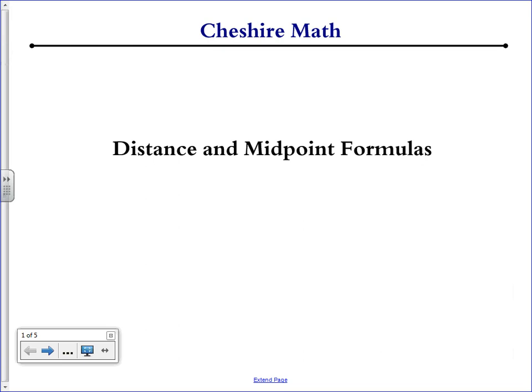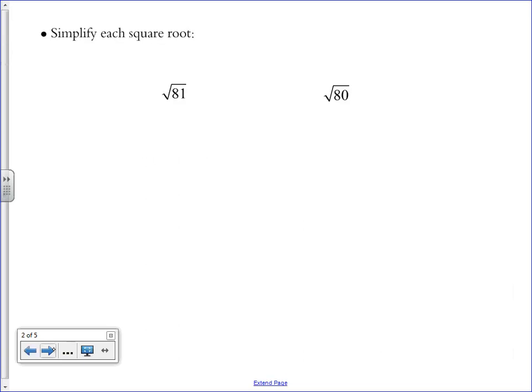This video is about the distance and midpoint formulas. Before we can launch into the distance formula, we need to practice simplifying square roots. If you're asked to simplify a square root, that means take the square root if you can.